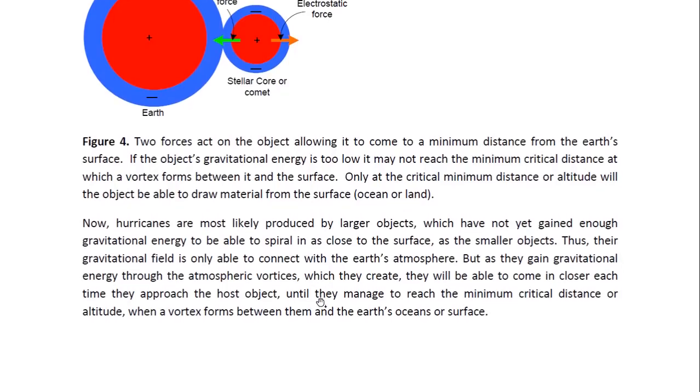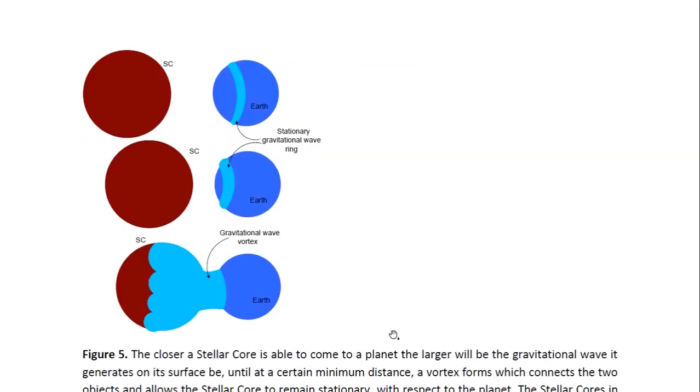So hurricanes spiral in, and they may not reach the minimum critical distance, because they may not have enough energy for that gravitational force to be strong enough to draw them in close enough to the planet, because the electrostatic force will always act against it. But as they gain gravitational energy through the atmospheric vortices which they create, they will be able to come in close each time they approach the host object until they manage to reach the minimum critical distance or altitude when a vortex forms between them and the Earth's oceans or surface.